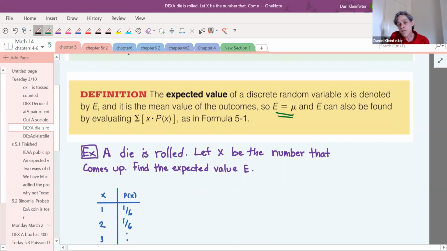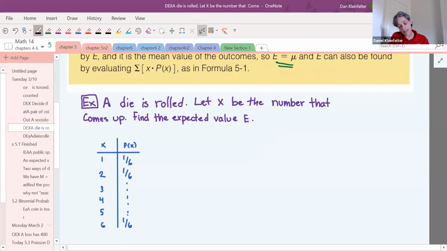The mean of a discrete distribution is the same as its expected value, also called its expectation. Expectation is the mean also. E can be found by evaluating the same formula as before. Okay, so just a quick example.